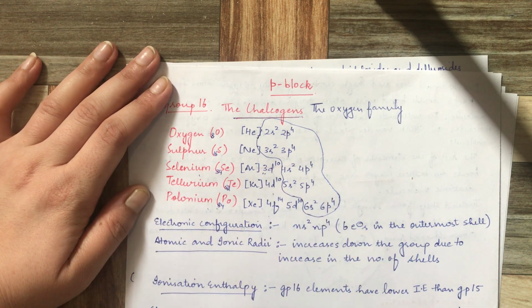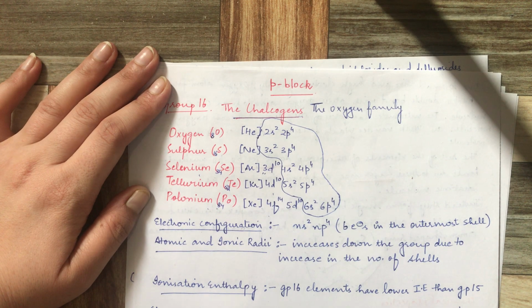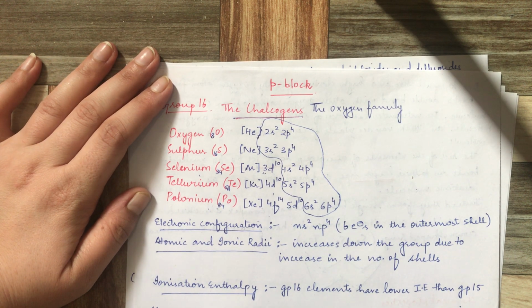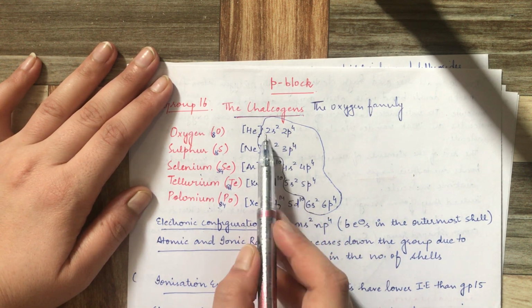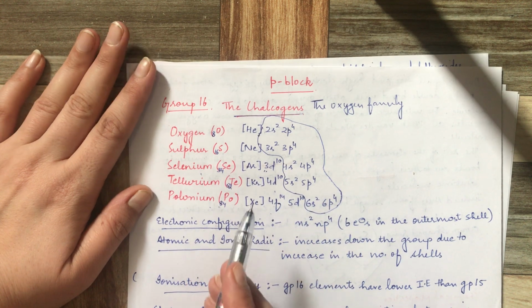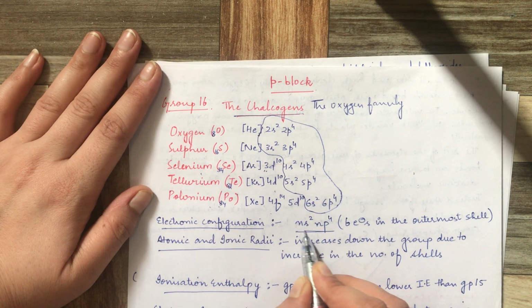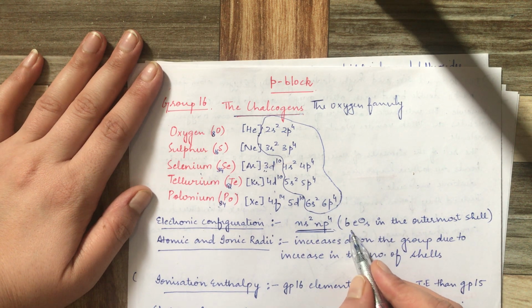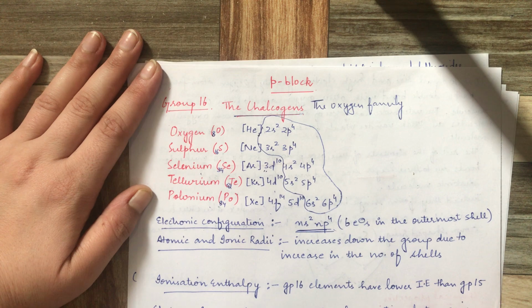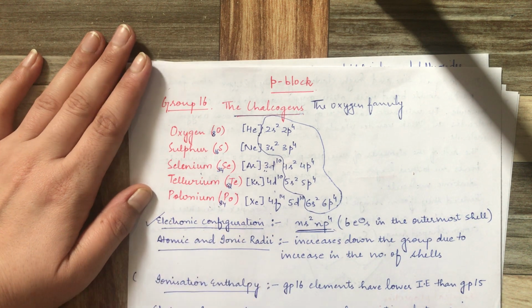I'll again come to this electronic configuration, how this will decide the oxidation state. We'll talk about that later. In general, every element of group 16 has the general outer electronic configuration ns2 np4. That would mean 6 electrons in the outermost shell. So this is its general electronic configuration.